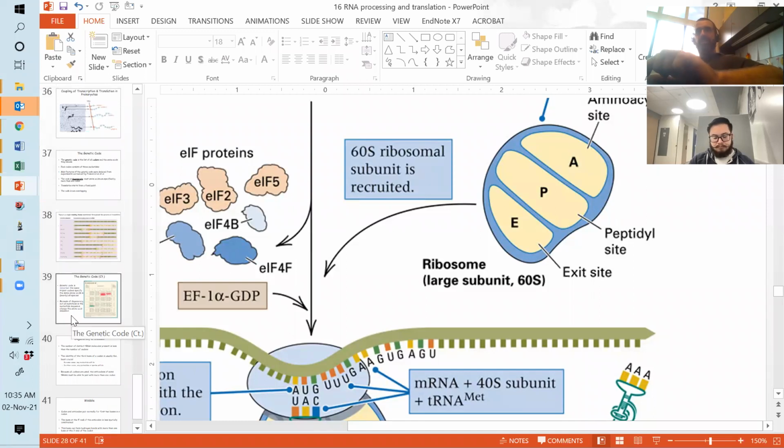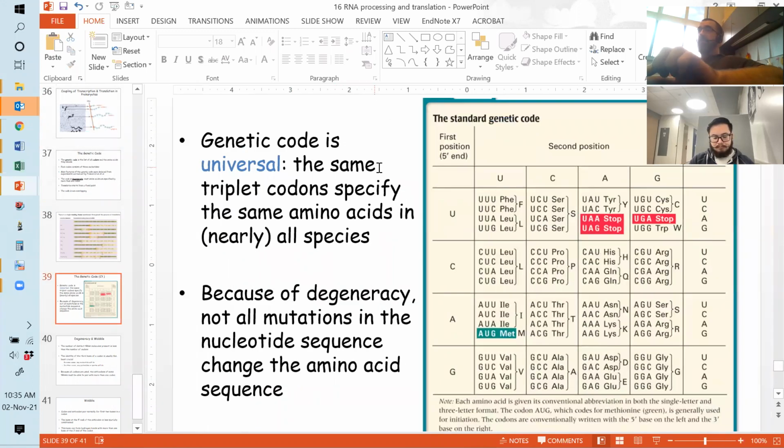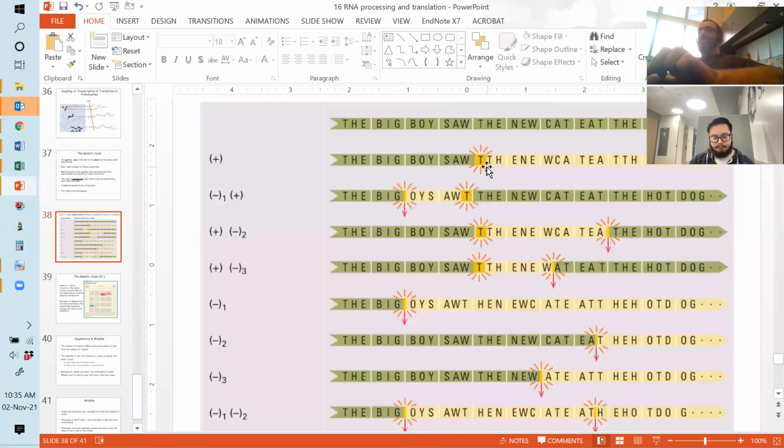So essentially, there's kind of 2 different types of mutation. Single base pair changes, depending on where they're at, may have absolutely no effect. Single base pair additions or deletions can have a huge effect.